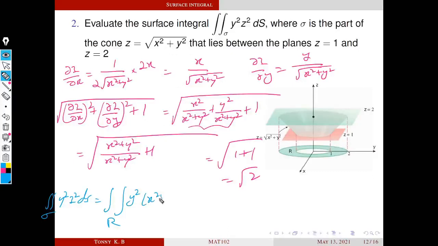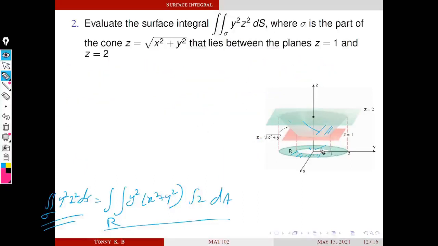So this is x square plus y square into this term, this is square root of 2 into dA. So our surface integral now is like our normal integration. The only thing is we have to integrate over the region R. What is region R? R is the projection of this slanted surface. It is clear that its projection is an annulus, a region between two circles. So we have to find the radius of the inner circle and the outer circle. Then we get an annulus region, and we integrate over that region. That is our procedure.